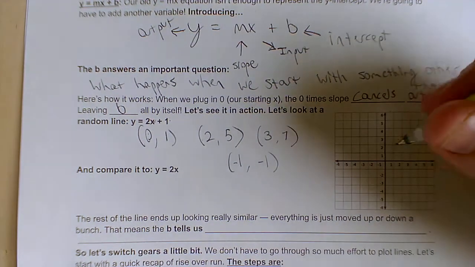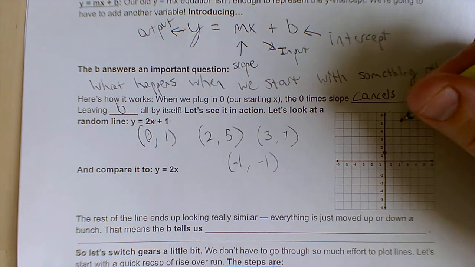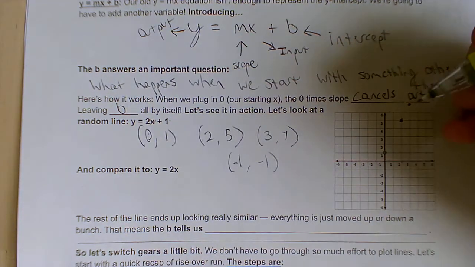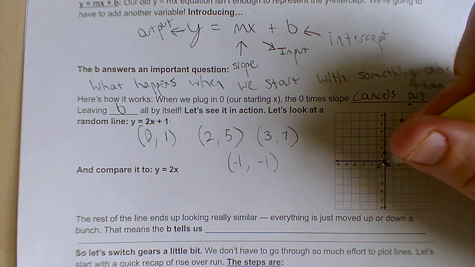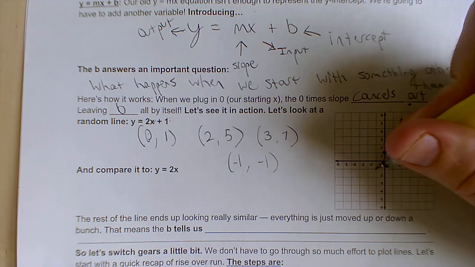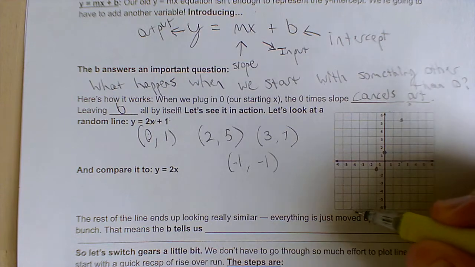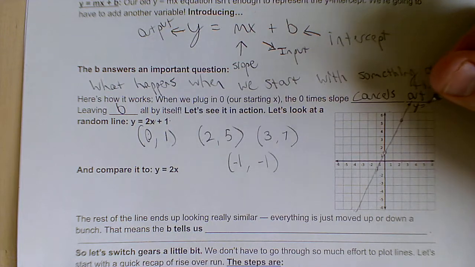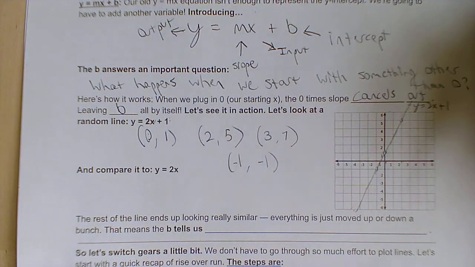Now if we plot that, we'll end up with a 0, 1, a 2, 5, and a 3, 7, which is actually a little bit above our grid. We also had a negative 1, negative 1. Like so. I can connect these points. And this is going to be our y equals 2x plus 1 line. Notice how it is very clearly above the y-axis, the origin here in the middle.